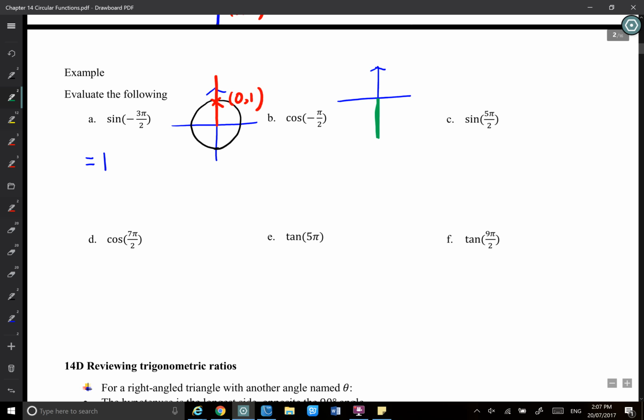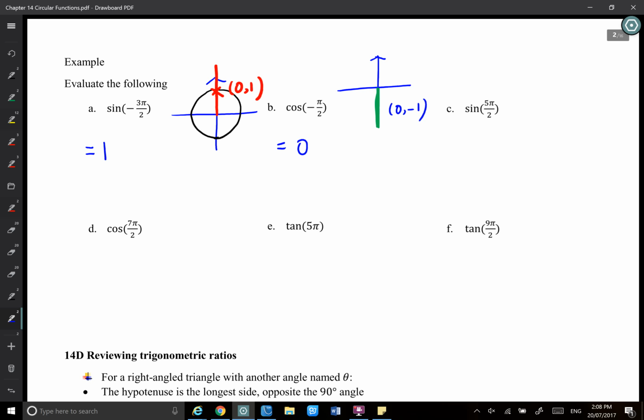Okay, which will be here. The point of intersection will be 0, negative 1, because it's the cosine value. Therefore, we'll have 0. Cosine is x. Okay, that's 0. Sine 5 pi over 2.